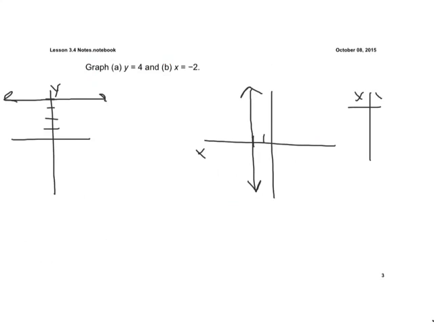For this one, let's just think of an xy table. Our x is always going to be -2, no matter what y is. Let's just say we did our -1, 0, and 1. If we go left 2, down 1, that's going to be on the line. Left 2, 0, that's on the line. Left 2, up 1, that's on the line. Any point is going to have an x-coordinate of -2.